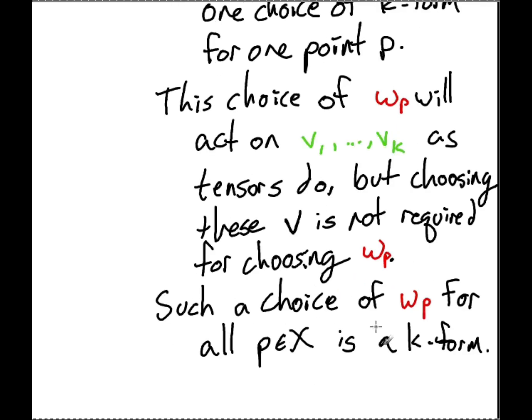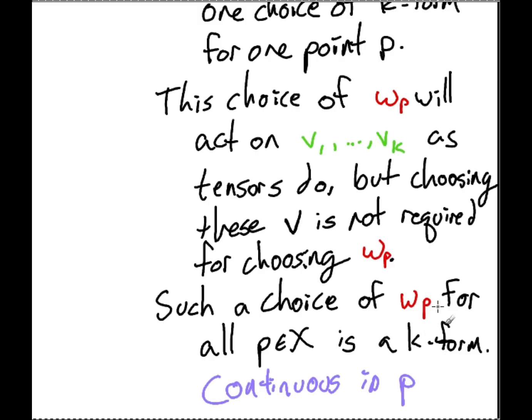And the choice that we make of omega P for what it does with those vectors, that is what defines our k-form. So our k-form is defined by the choice of this omega sub P for all of the P and X. And this should be continuous in P.